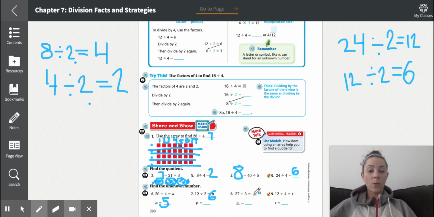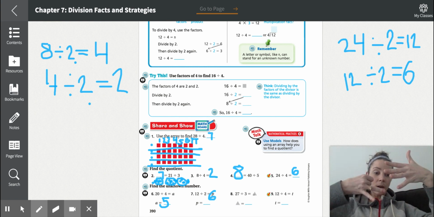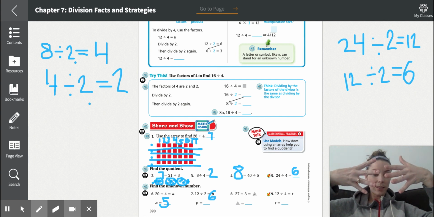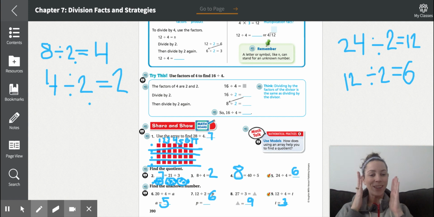27 divided by 3. This time I'm going to count forward by threes. 3, 6, 9, 12, 15, 18, 21, 24, and 27. Stop. That's 9. So underneath the triangle would really be a 9. So when I ask what the triangle is, I would put 9. 12 divided by 4, 3. Good job if you had those. You're really getting great at all the different strategies, or maybe you have perfected one strategy really well. So now why don't you move on to the on your own?